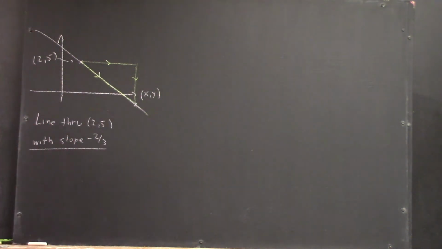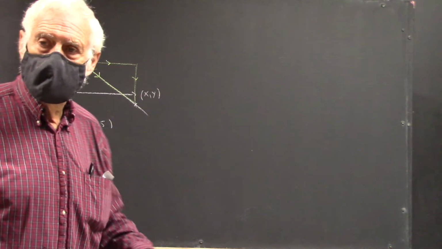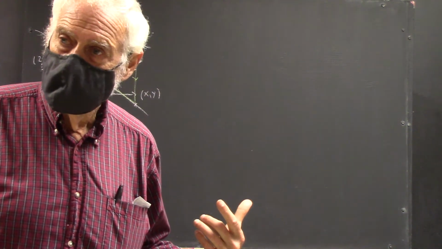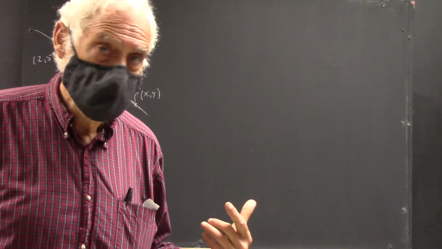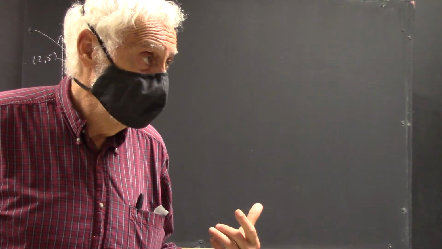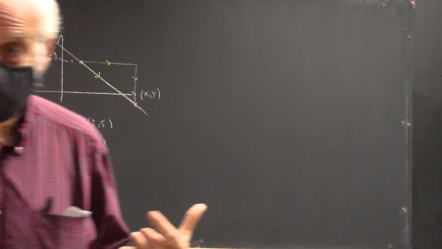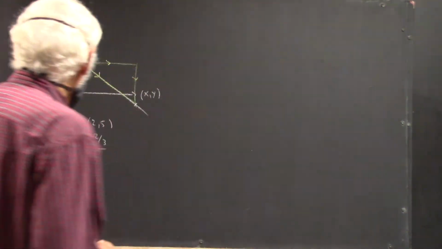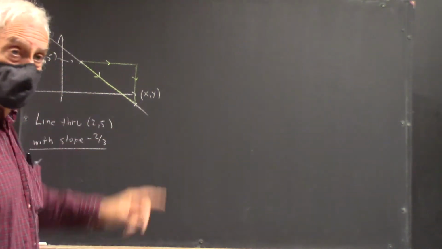what's the run and what's the rise? Sketch that fundamental triangle for me and label the run and the rise. Don't sketch the whole graph, just sketch a fundamental triangle and label the points 2, 5, and x, y.